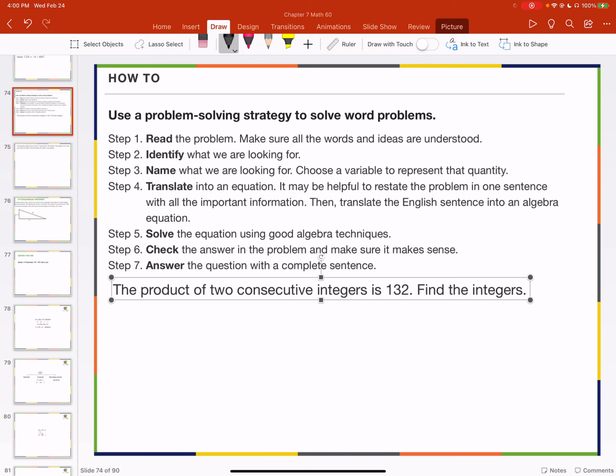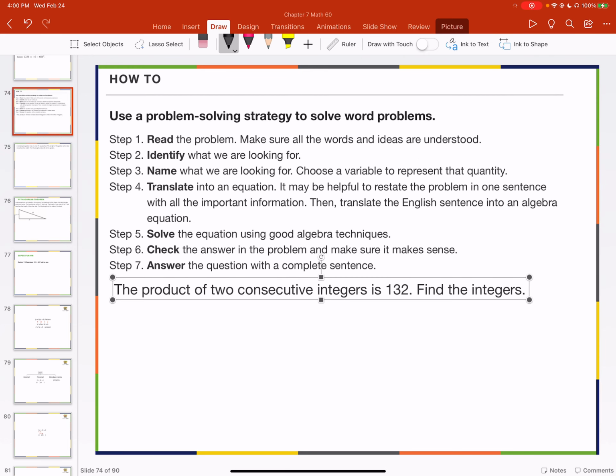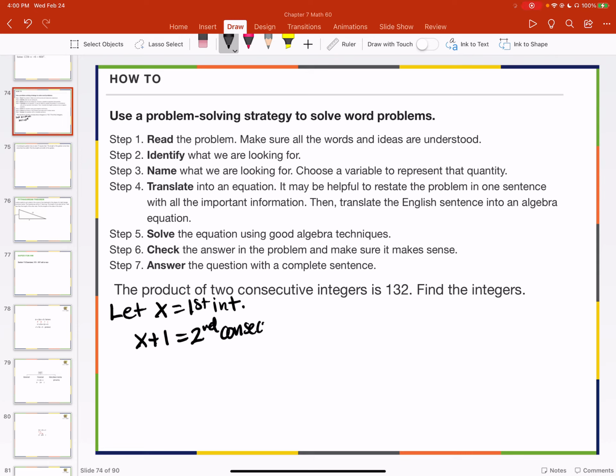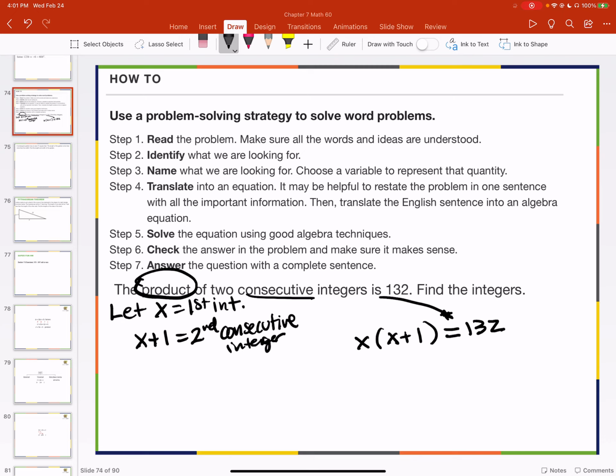Okay, so here's one. The product of two consecutive integers is 132. Find the integers. So remember, we'll let x represent the first integer. Then the second integer can be represented by x plus 1, right? The second consecutive, because it's immediately after, so it's going to be plus 1. Okay, so then the product of these two, remember that translates directly to means equals 132.